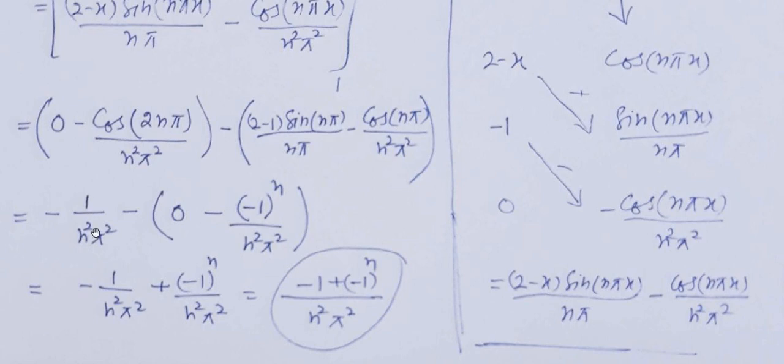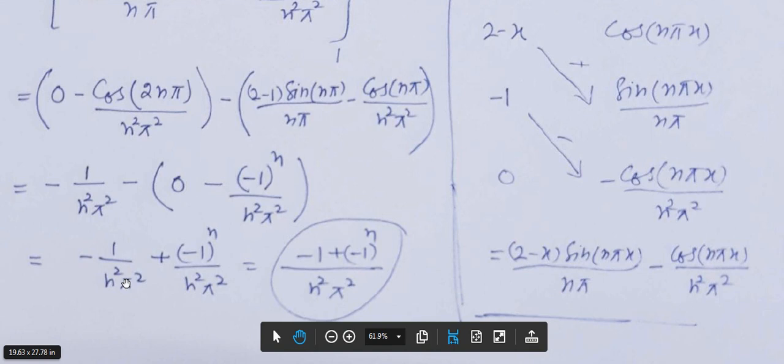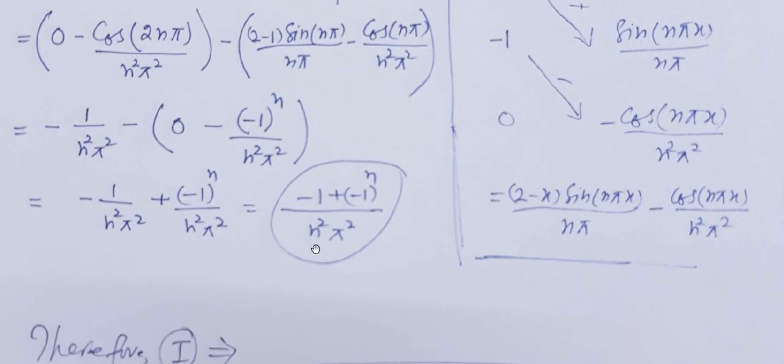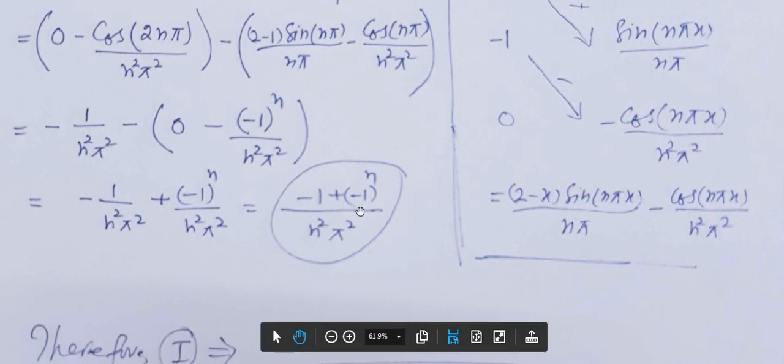So minus 1 over n square pi square minus 2 minus, so sine n pi, you know the value of sine n pi is 0 for any value of n, so this all will be 0. And cosine n pi, we already know this is minus 1 power n over n square pi square. So if you simplify this, 1 minus 1 over n square pi square plus minus 1, minus into minus is plus, minus 1 power n over n square pi square. Again you can combine this, so this will be minus 1 plus minus 1 power n over n square pi square.